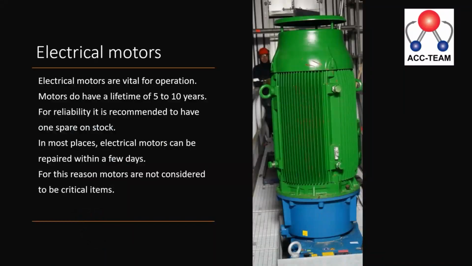Motors. Although they're quite important, and most of them have a lifetime of 5 to 10 years, for reliable operation you should have maybe one in stock, but not more, because most areas in this world have workshops around where electrical motors can be overhauled in a matter of a few days. So it's nice to have a spare one in order to pick up production very quickly, but it's not a very important item that must be kept in stock for more than one.